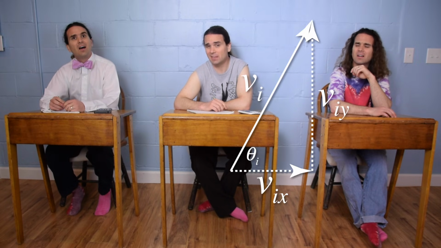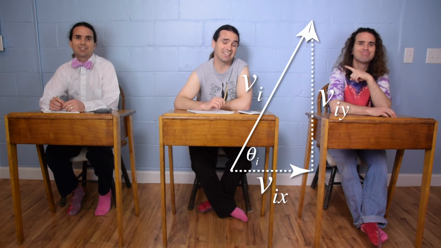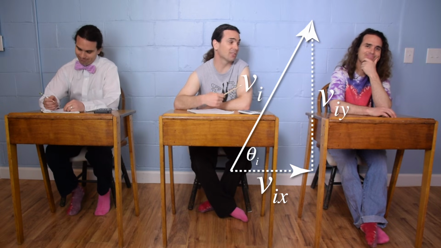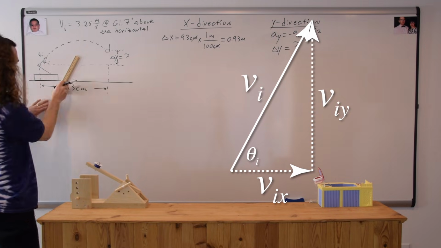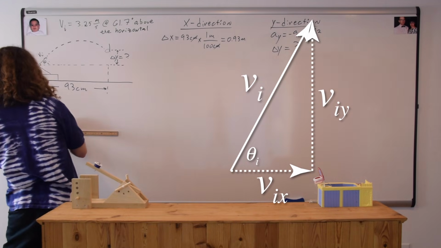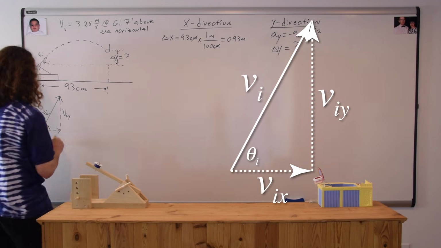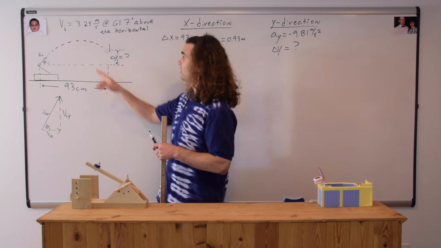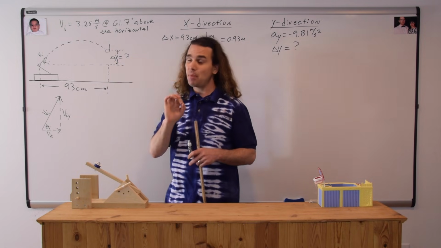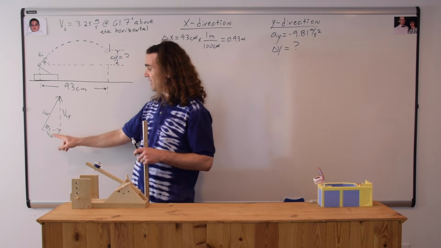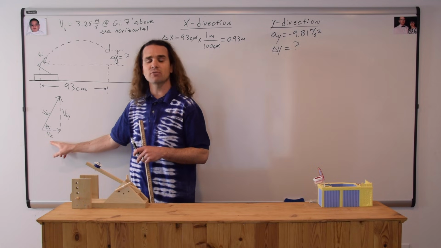Components. We need to break the initial velocity into its components. Velocity initial in the x direction, velocity initial in the y direction. Bobby, you are correct. The initial velocity needs to be broken into its components. The initial velocity in the y direction and the initial velocity in the x direction.